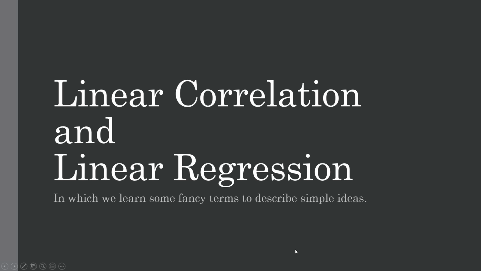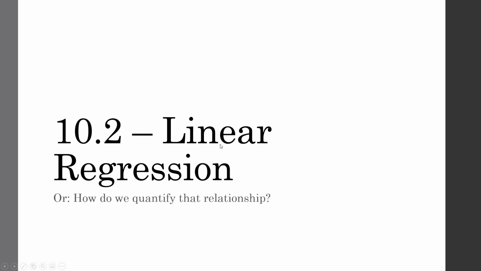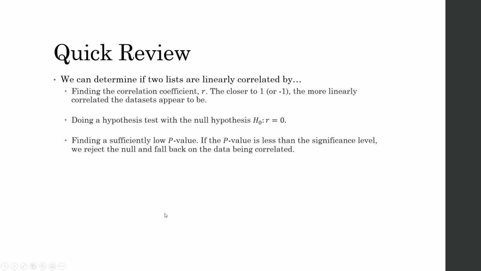Hello, welcome back. We have just one last topic to really get into, and that is linear regression. In the past series, we were looking at correlation, determining whether or not two data sets had some linear relationship. But now that we've determined that they do, the question becomes, what does that relationship look like? How do we quantify that linear correlation?